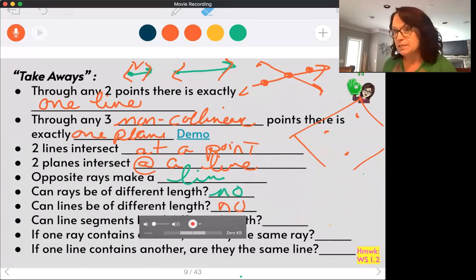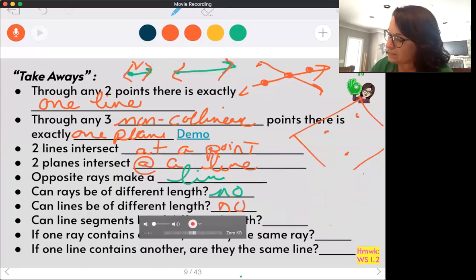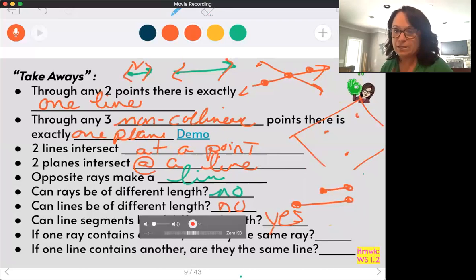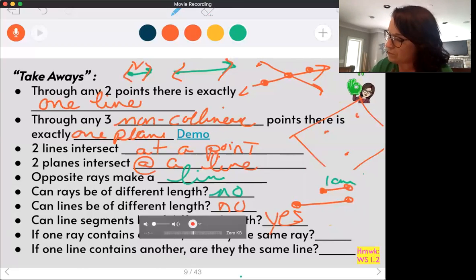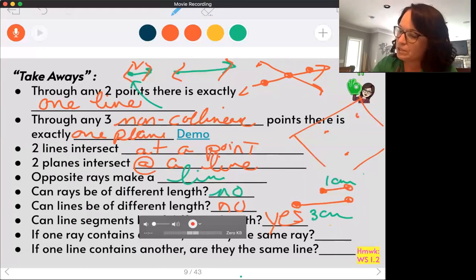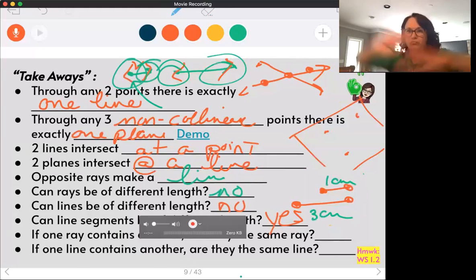Can line segments be of different length? That's a yes. The reason line segments can be of different lengths is because they stop and they're measurable. So these actually are very different lengths. This one looks to be about 1 centimeter, and this one looks to be about 3 centimeters. And you might say, yeah, it's the same over here. No, again, those arrows.